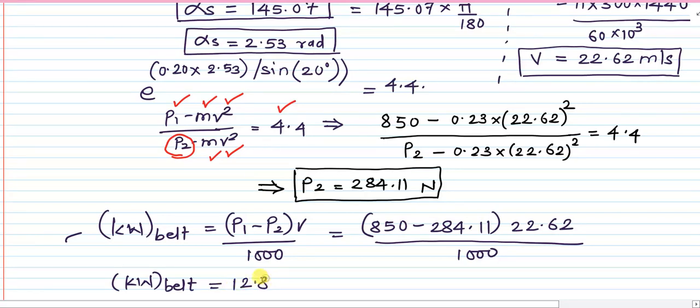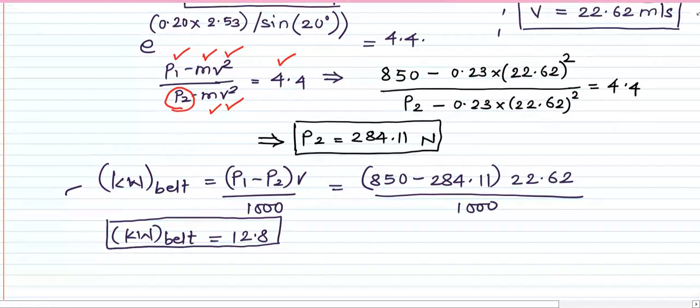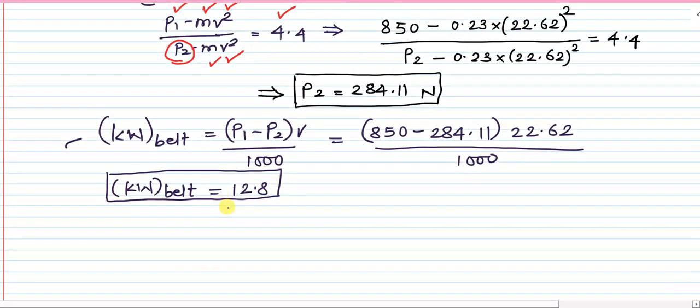You can do this in your calculator. So now what is the meaning of this number? It tells us that one single V belt is able to transmit 12.8 kilowatt of power. But the total power to be transmitted is 20 kilowatt, which means one belt will not be sufficient, and that is why the number of belts required was the core objective of this problem.